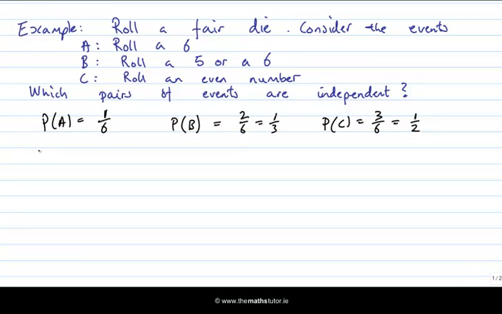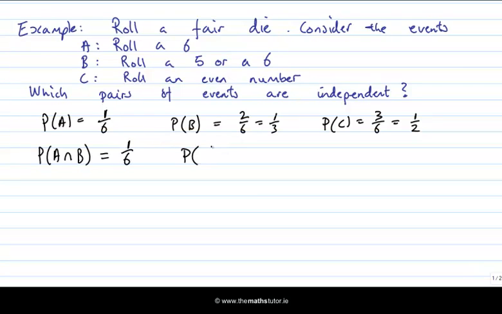So to look at independence, we'll have to look at things like A and B. So remember, the way we write AND in probability theory is we put this intersection symbol here, the intersection of event A and B. So what is that? That's the probability of rolling a 6 and rolling a 5 or a 6. Well, how many successful outcomes are there? Well, if we want to roll a 6 and roll a 5 or a 6, there's only one successful way to do that. That's to roll a 6. So the probability of A and B is 1 over 6.